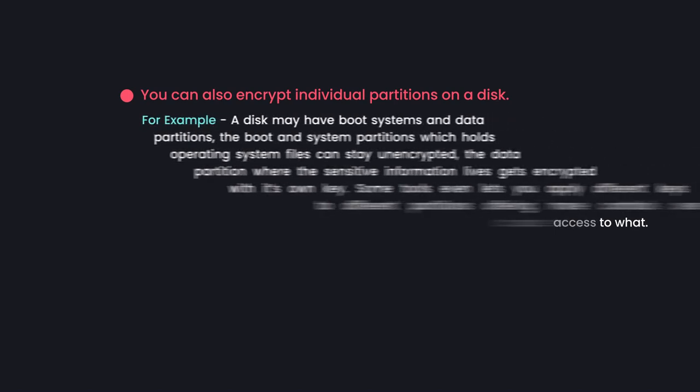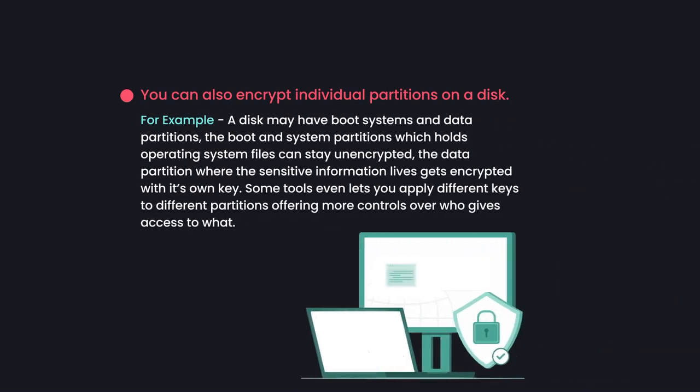You can also encrypt individual partitions on a disk. For example, a disk may have boot, system, and data partitions. The boot and system partitions, which hold operating system files, can stay unencrypted. The data partition, where the sensitive information lives, gets encrypted with its own key. Some tools even let you apply different keys to different partitions, offering more control over who gets access to what.